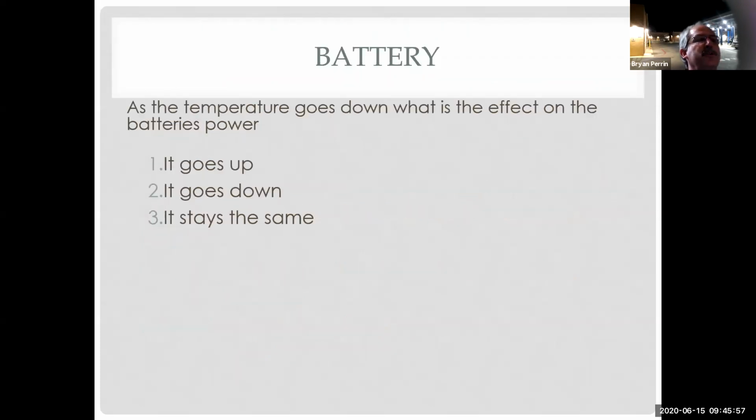So my question is, as the temperature goes down, what is the effect on the battery's power? It goes down, doesn't it? So as the temperature goes down, the battery's available power goes down.